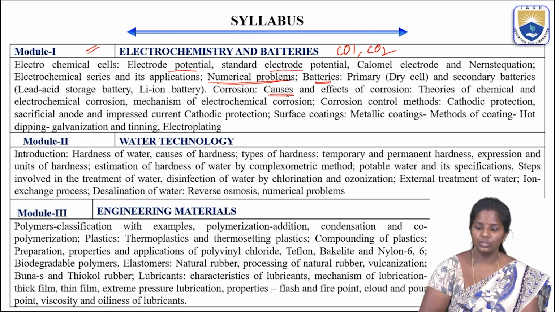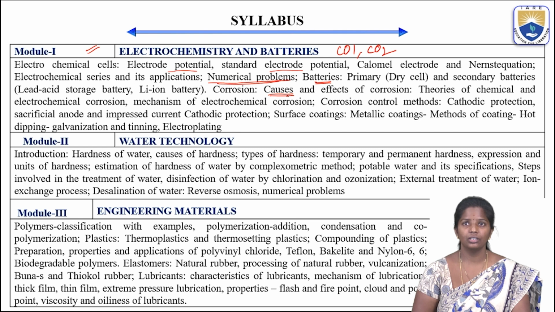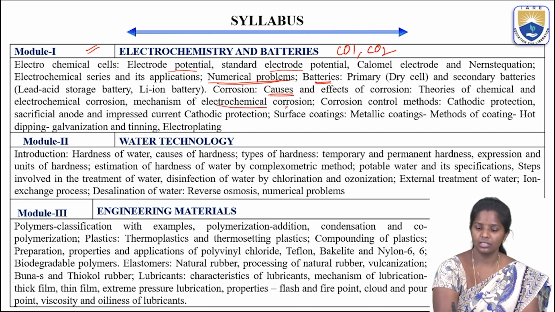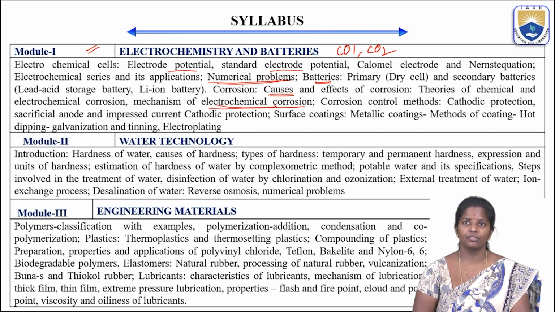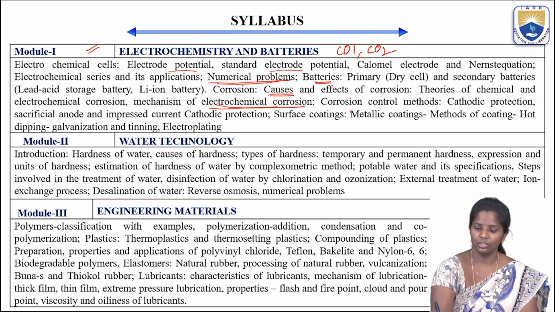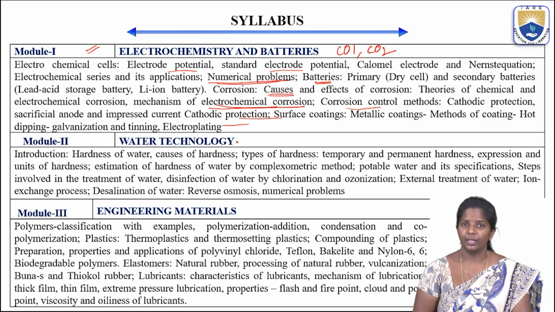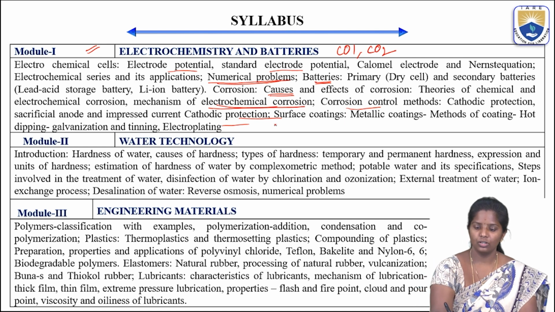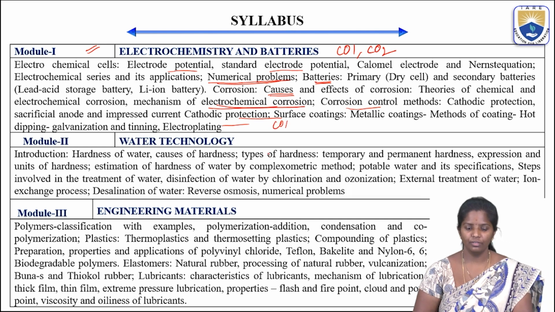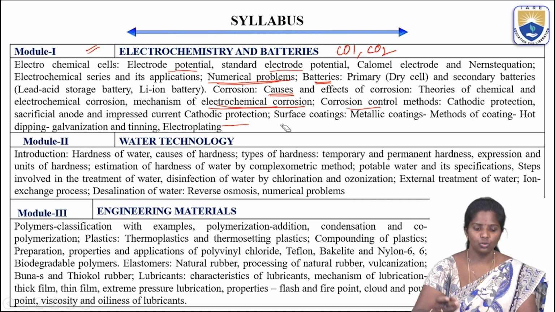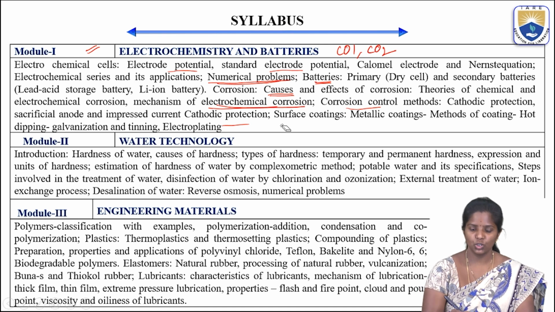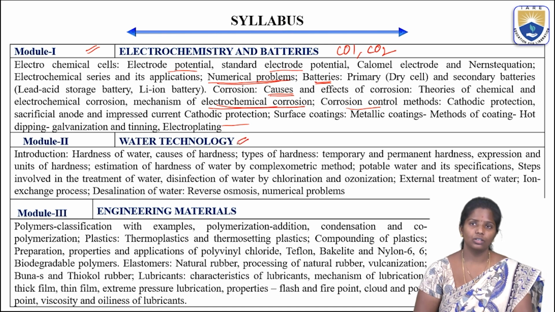Then corrosion, there are different types of corrosion and mechanisms of corrosion are studied, how many types of corrosion, and then protection, how the protection is imparted to the corroding material. So this includes only course objective 1. So we will see that in detail. So next is module 2, that includes water technology.